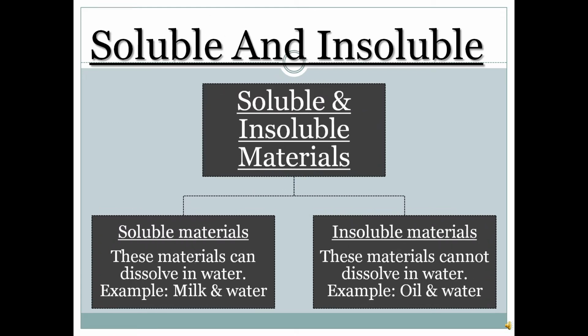On the basis of solubility, materials are of two types: soluble and insoluble materials. The materials that can be easily dissolved in water are called soluble materials, and the materials that cannot be dissolved in water are called insoluble materials.